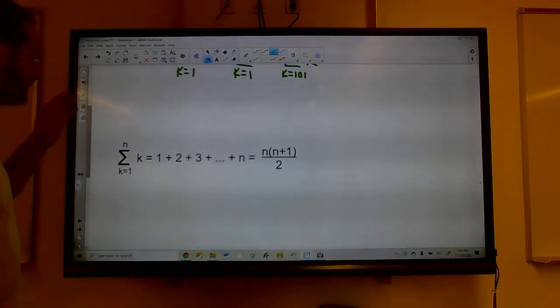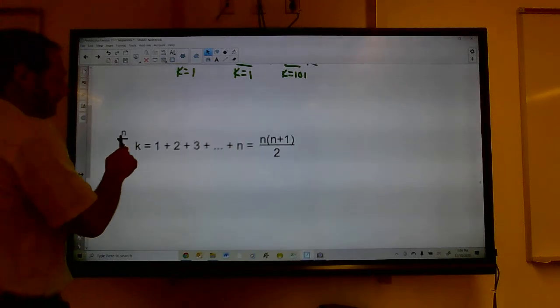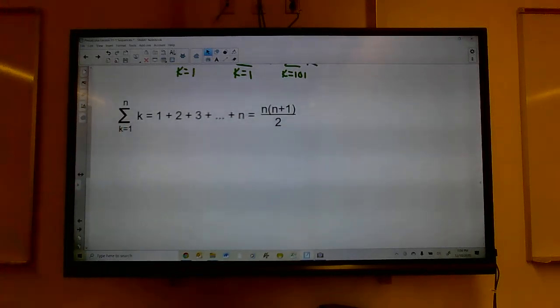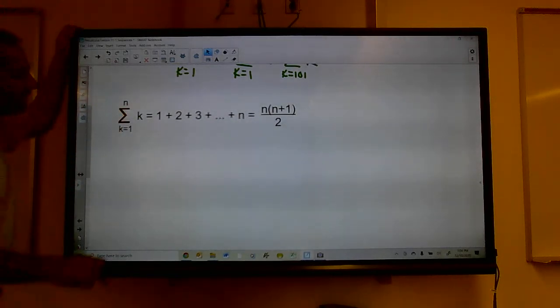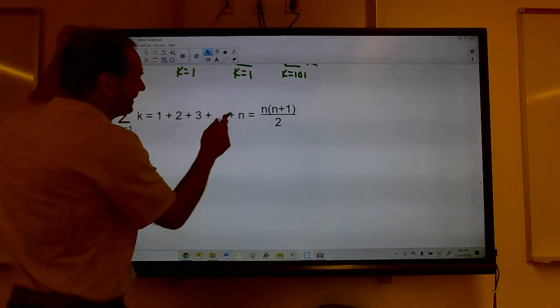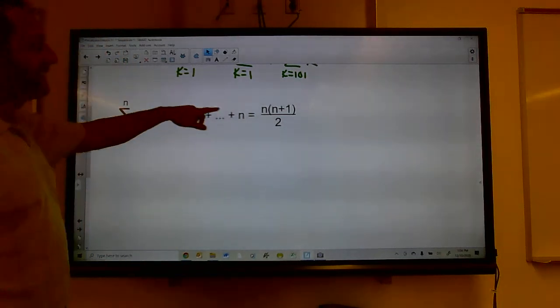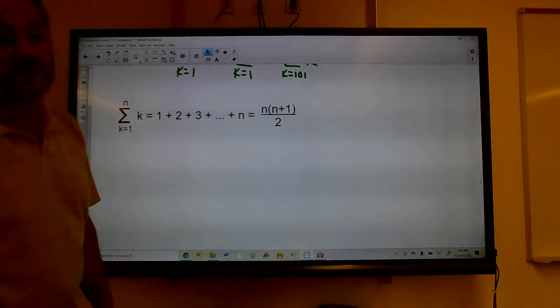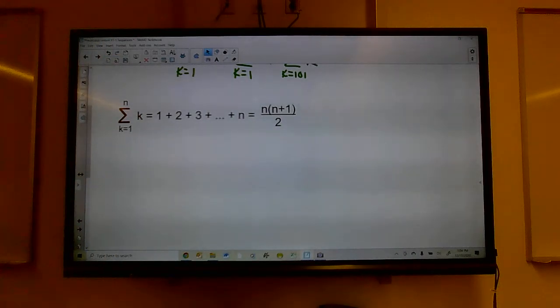All right, this is a formula you definitely need to know right here. The sum from k equals 1 to n of the k's, that's 1 plus 2 plus 3 plus dot dot dot plus n. That's equal to n times n plus 1 divided by 2. All right, you need to know that formula.